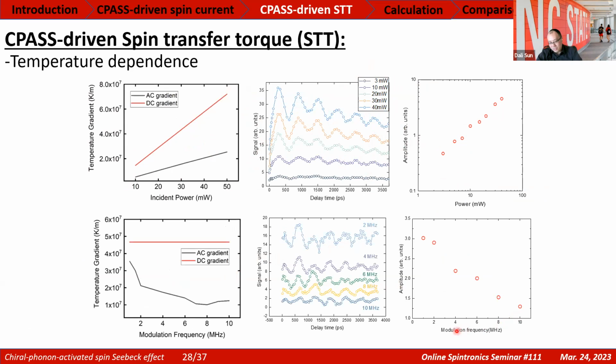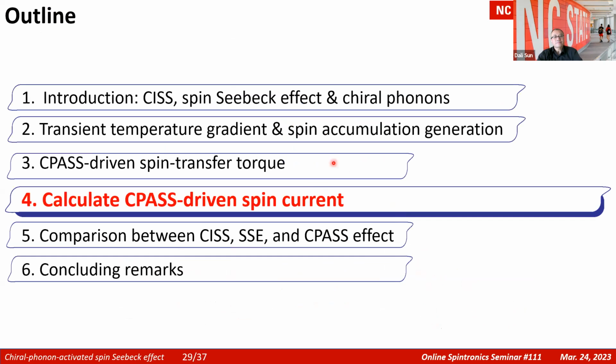Once you keep the average power the same and reduce the modulation frequency of the laser, which is the repetition frequency, the single pulse energy will be higher, which means the temperature gradient will be higher. Even though the DC temperature gradient is the same because the overall power is the same, the single AC temperature gradient modulation is stronger, so the temperature gradient is larger, and you are able to achieve a higher CISS signal with this temperature chiral-phonon generated spin signal.